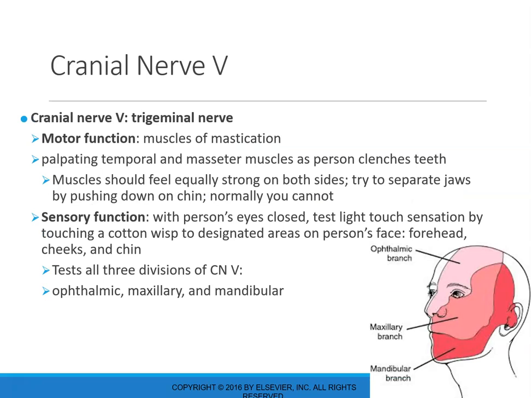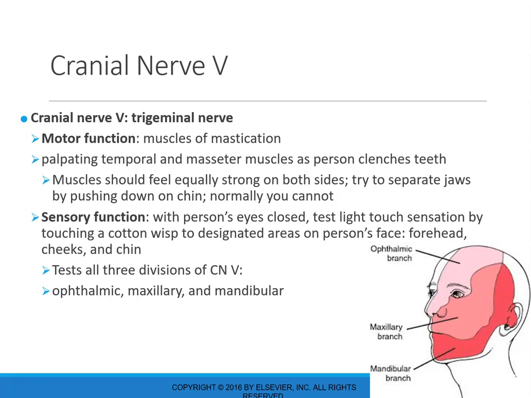So cranial nerve 5 is the trigeminal nerve. It is a motor and a sensory nerve. In order to test this nerve, you're going to have to test motor and sensory function. For motor function, you're going to palpate the temporal and the masseter muscles as you have the client clench their teeth.